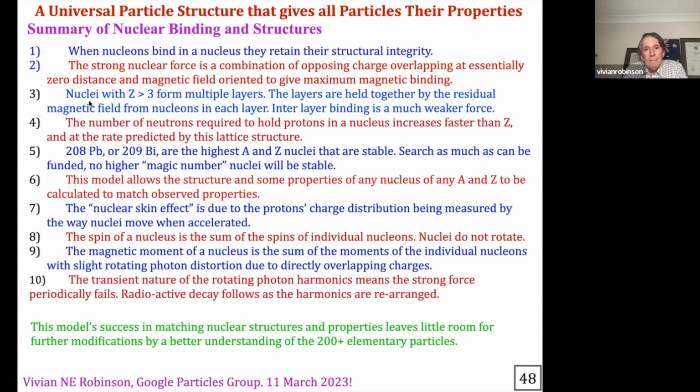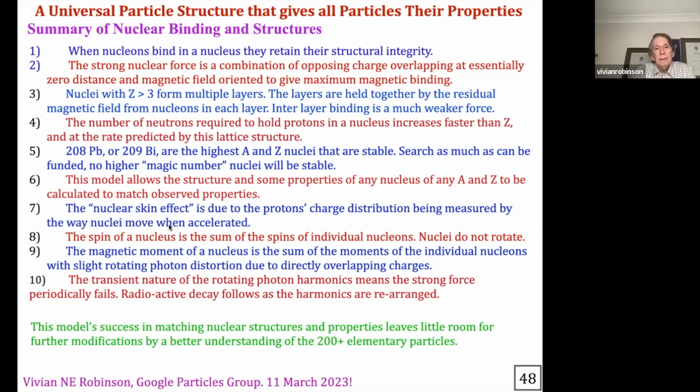The neutrons required to hold protons together increase faster than the rate this lattice allows. Lead-208 and bismuth-209 are the highest A and Z stable nuclei. You can search as much as you can get funds for, but you will not find any higher magic number nuclei that are stable. This model allows the structure and some properties of any nucleus of any A and Z to be calculated, to either match observed properties or predict new ones if you're looking for them.